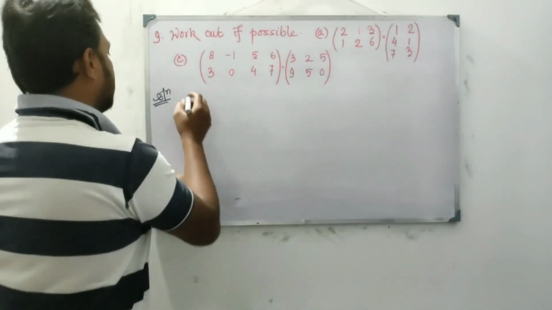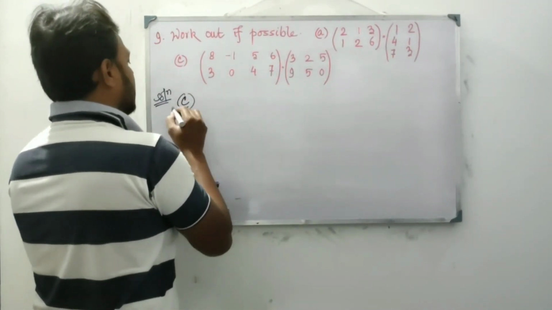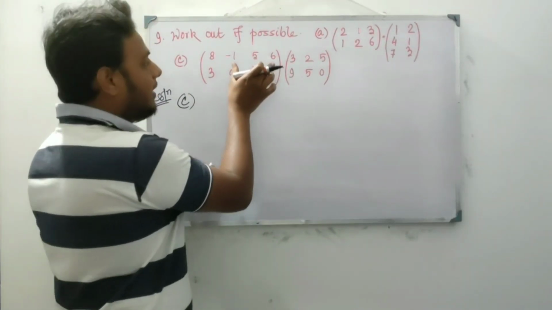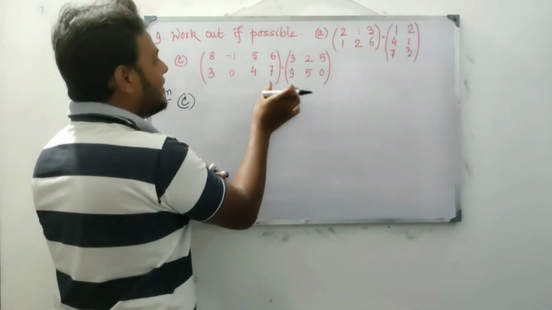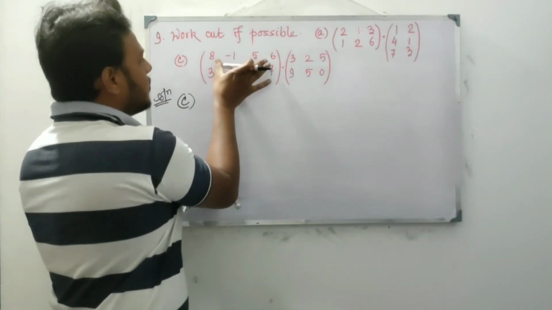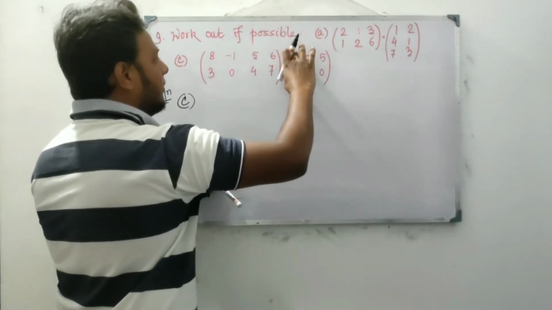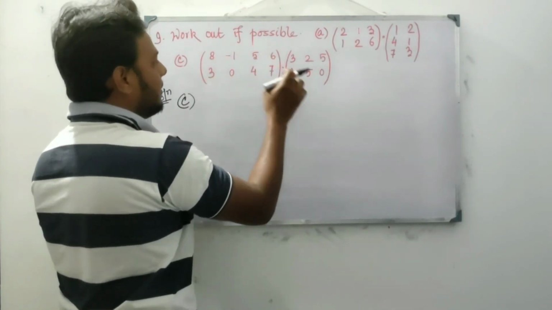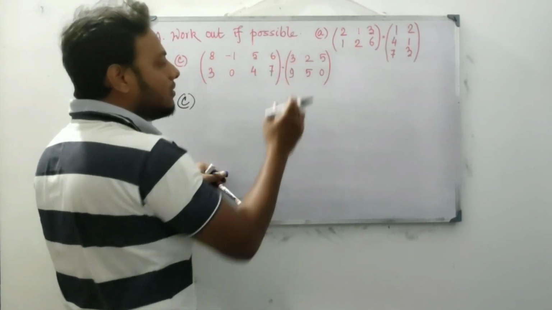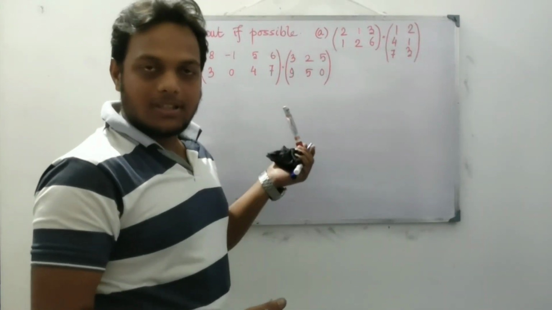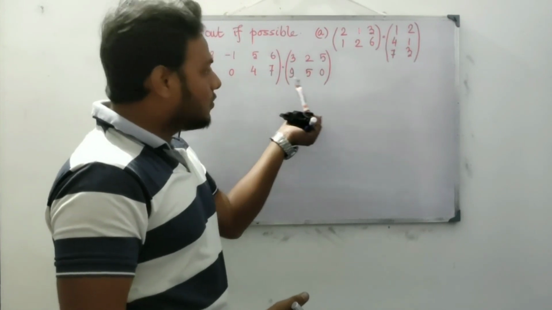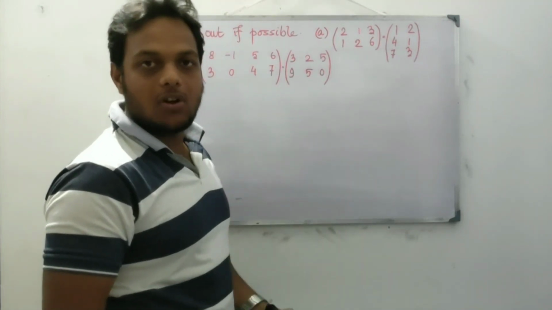Next, C. Check. Here, if you try to multiply these two matrices, then you have to consider inner product. So row with column. See, here in row there are 1, 2, 3, 4 elements, but here 1, 2. So inner product is not possible. That means you can realize that matrix multiplication is not possible.